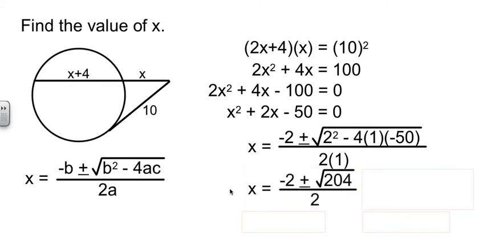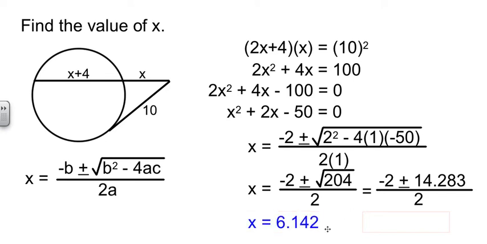Okay. Clean up the arithmetic. The square root of 204 is about 14.283 within rounding. Okay. Now negative 2 plus 14.283 and then divided by 2 gives me an answer of 6.142. Negative 2 minus that, then divided by 2 gives me a negative value. Again, we're talking about a side length, or a segment length, so the negative value doesn't make any sense. We'll stick with the positive answer.